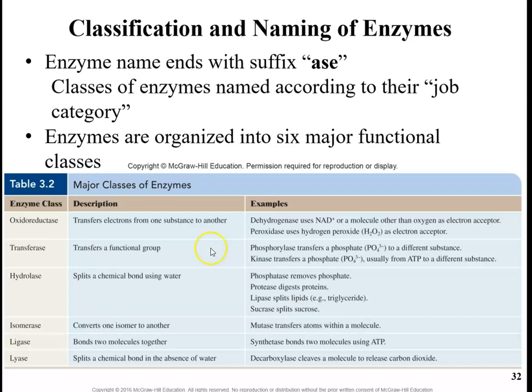I'm not going to ask you specific questions. I'm not going to ask you to tell me, is a phosphorylase a hydrolase or a transferase? Don't worry about that. But what you need to know for sure is the suffix ase. You need to know that that names an enzyme. And you just need to be aware that enzymes are classified according to these 6 major functions.